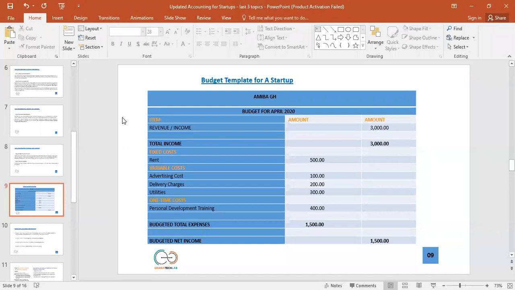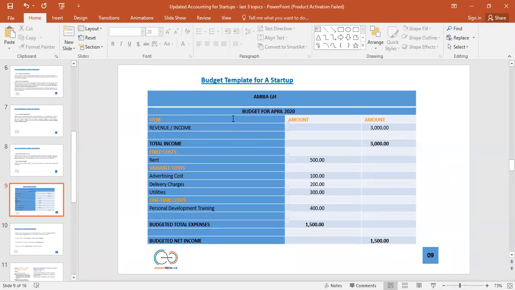So she's saying that her total income is 3,000 cedis. She sews for people. So maybe she can get a contract from a school to sew for the school, a contract from a church to sew for the church, maybe the women's department or the men's fellowship, or a group of people will come together and say, okay, please sew for us. So she has estimated her income or her revenue at the end of the month of April, and she gets 3,000 cedis. Now she's done.